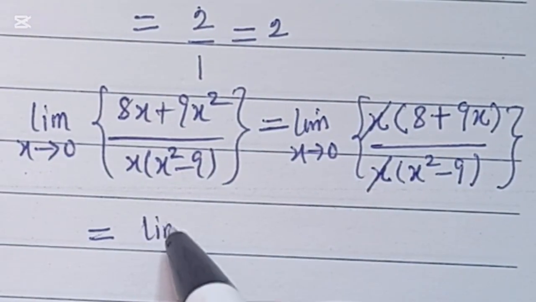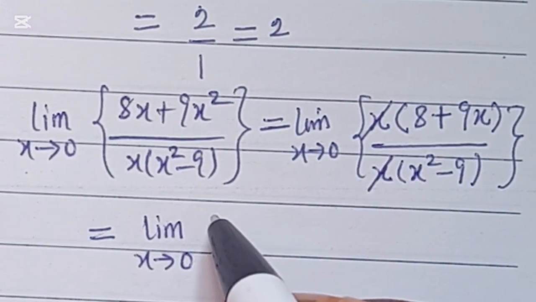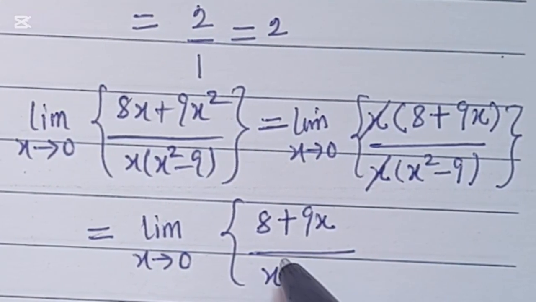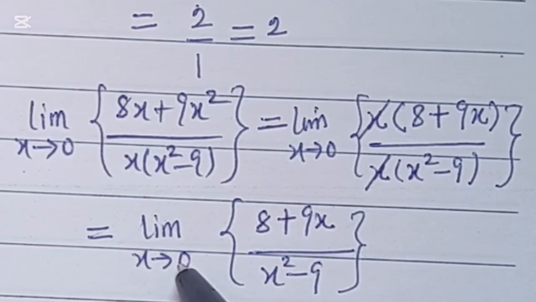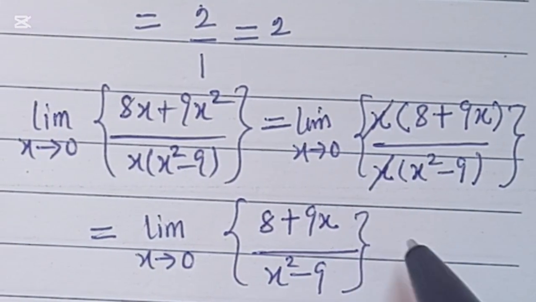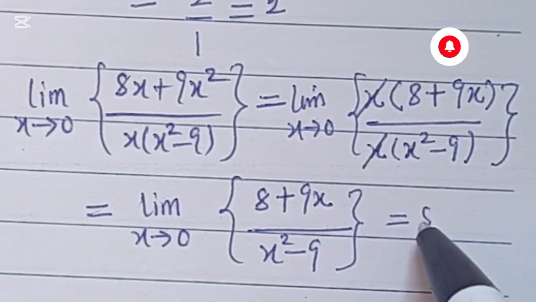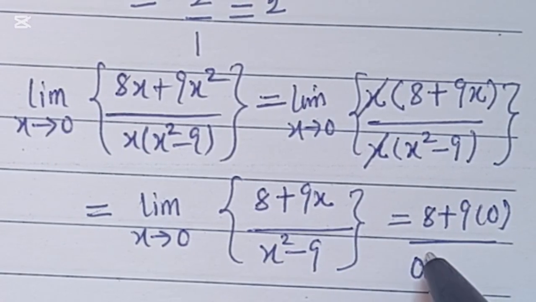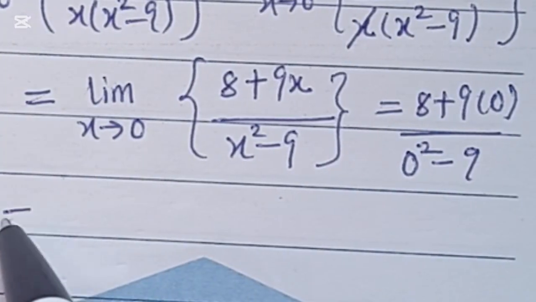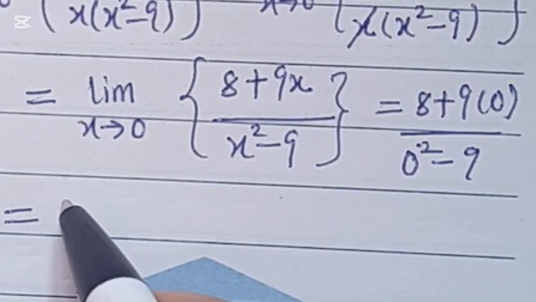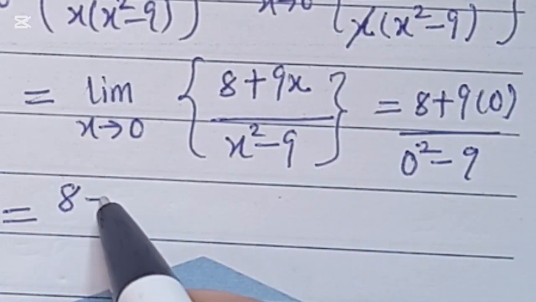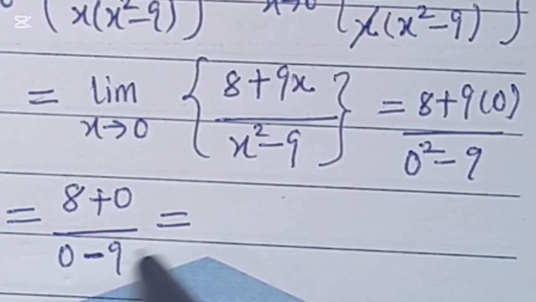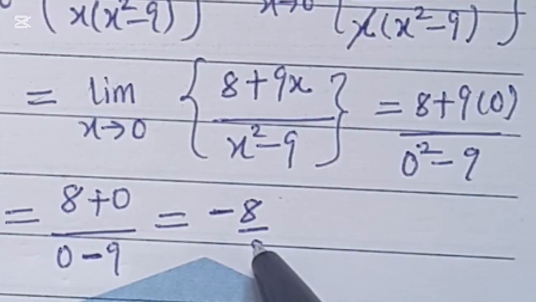So this expression becomes the limit as x approaches 0, and then we have 8 plus 9x at the top, then x squared minus 9 at the bottom. All right, so we just fix x is equal to 0 into this expression. When you fix that, you get 8 plus 9 bracket 0 over, in place of x at the bottom, we have 0 squared minus 9. So this becomes 8 plus 9 times 0, which is 8 plus 0, divided by 0 minus 9. When you do that, finally you get minus 8 over 9 as your answer.